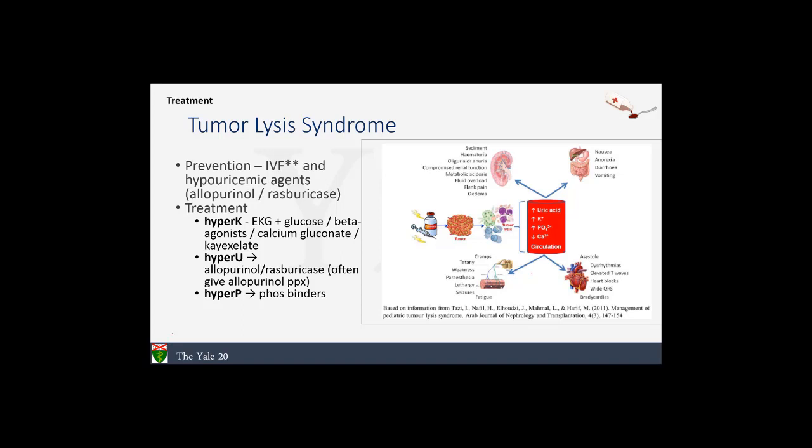For hyperuricemia, like I said, you would just give the allopurinol and rasburicase. If they're already in the treatment phase, then you'll often end up giving the rasburicase, and the allopurinol is more for prophylaxis. For hyperphosphatemia, then you'll just give phos binders for that.